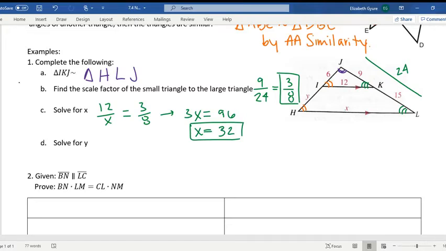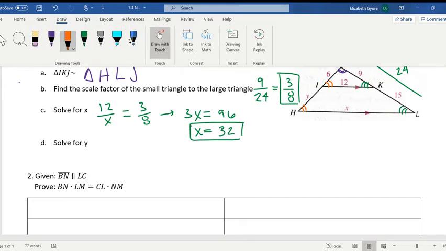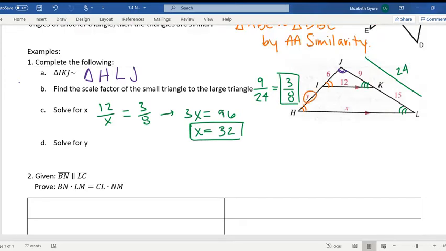All right, now let's solve for y. So y is over here. Now, y actually is not an entire side of our triangle. However, we could still solve for it because we can write this entire side JH as y plus 6. So what we are going to do here is take our small side, which is 6, to our entire side length here, which would be y plus 6 equals, and then our scale factor of 3 to 8.